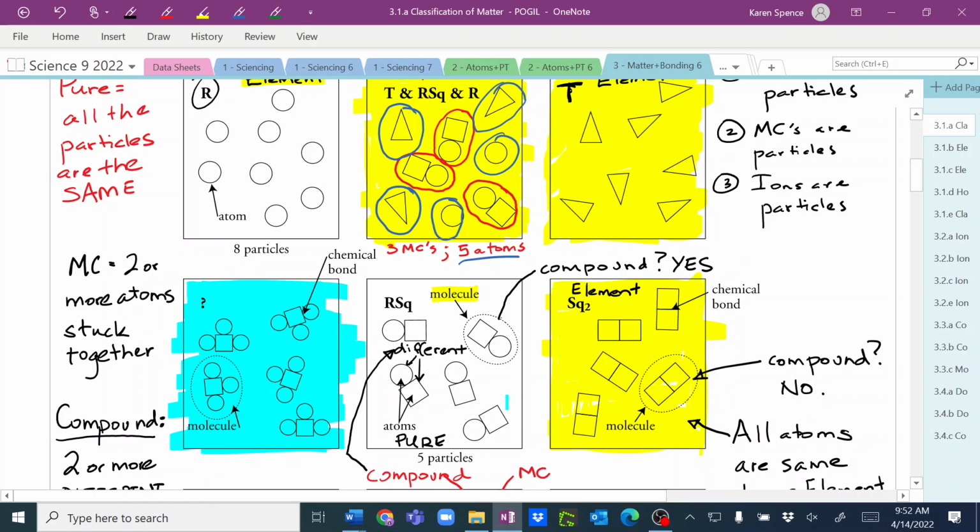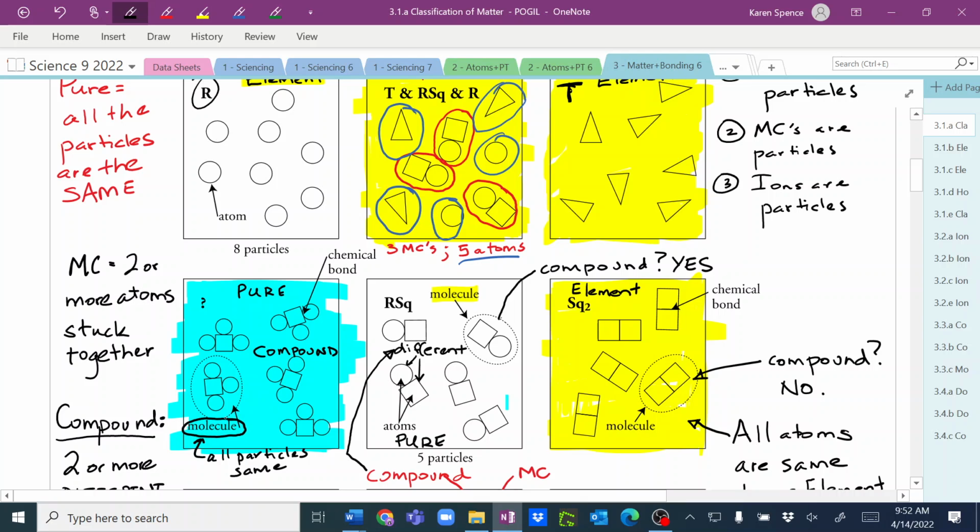Okay, so tell me something about this sample of matter. Yes. It is pure. How do you know that it is pure? Because all of the particles are the same. Therefore, it is pure. Can you tell me something else about it? Yes? It's a compound. Yes. And the particles are molecules.